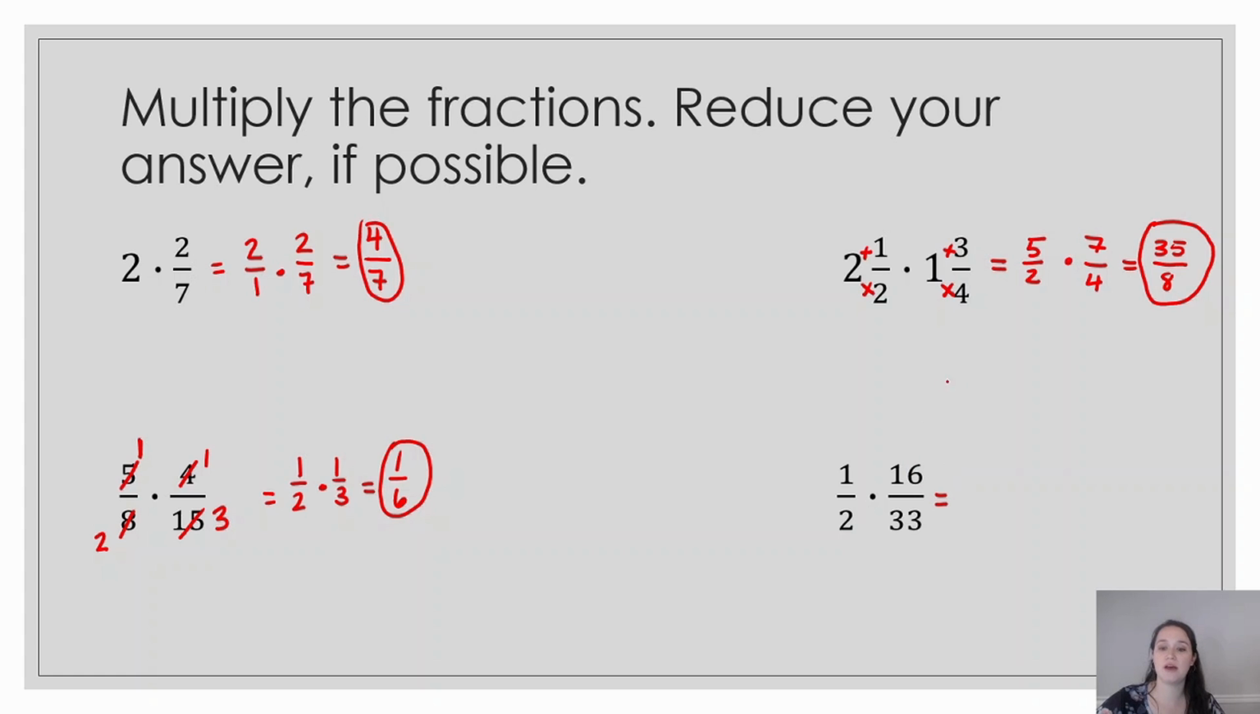And then you have 1/2 times 16 over 33. So 1 and 33, nothing. But 2 and 16, that becomes 1. The 2 becomes 1, and then the 16 becomes 8. And then I get 1 times 8, which is 8, and 1 times 33, which is 33. All right, and that's multiplying fractions.